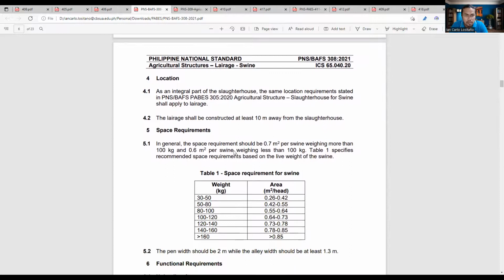The space requirements depend on the weight of the animal, as shown based on the weight. The area should be per head. This should be followed. If it's a generic lairage area in slaughterhouses, most often the largest is followed.